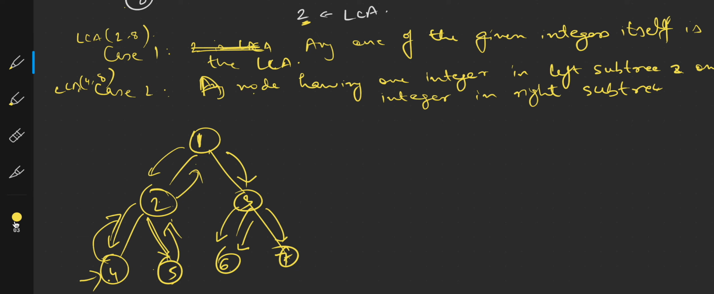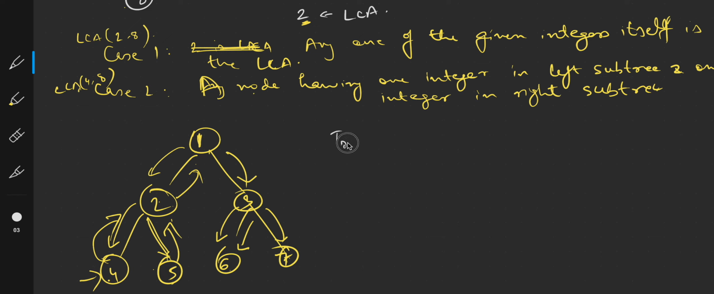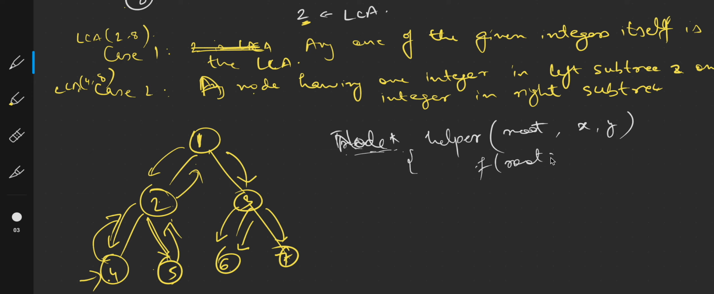So for that, how will our algorithm look like? We will have a helper function which will return the node, which is basically the lowest common ancestor node, and will pass to it the root, the element x and element y. If root is null, definitely it cannot be an LCA, correct? So we'll just return null if root is null.